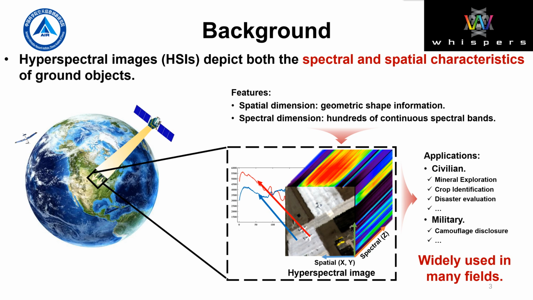Firstly, I would like to introduce the background of our research. Hyperspectral remote sensing images contain rich spatial and spectral features of different ground objects, and each pixel can be described by a continuous spectral curve. Hyperspectral images have been widely used in many fields.